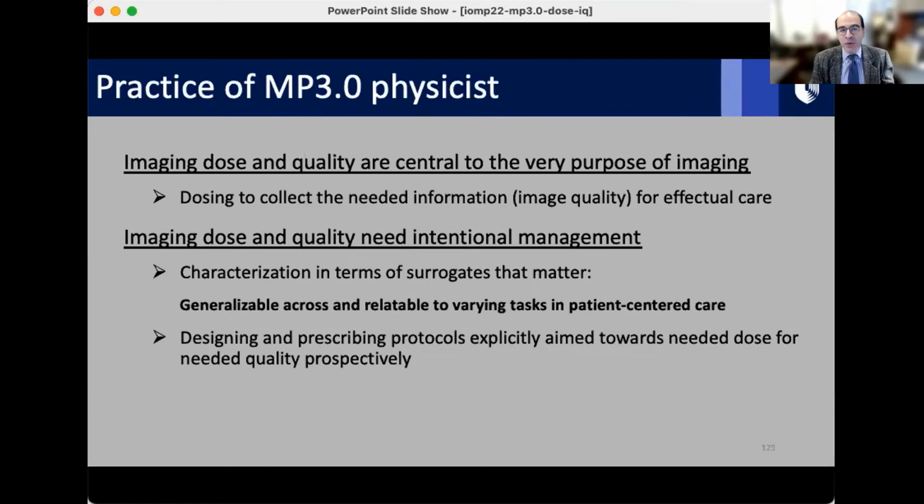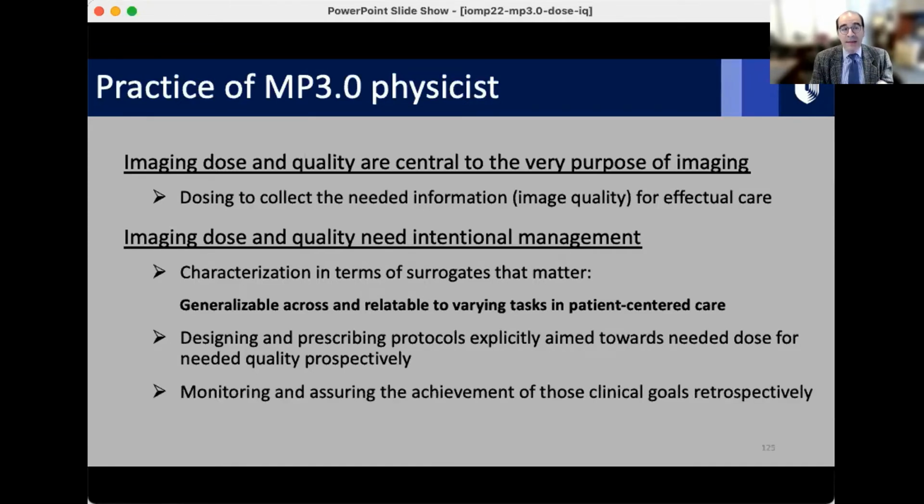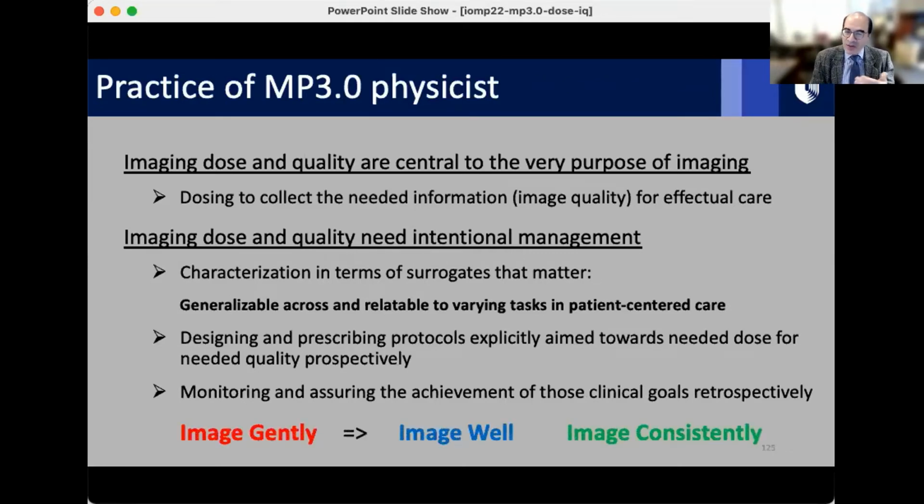Designing and prescribing protocols explicitly aimed towards needed dose for needed quality prospectively, before we acquire the images, and then monitoring and assuring the achievement of those clinical goals retrospectively. So you can say, in a nutshell, we are moving from Image Gently, which I'm still supporting strongly, to imaging well and imaging consistently. So we've got to not just do gently, but also image well and image consistently.